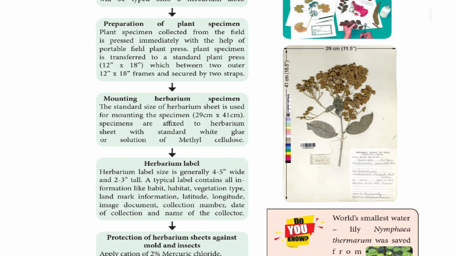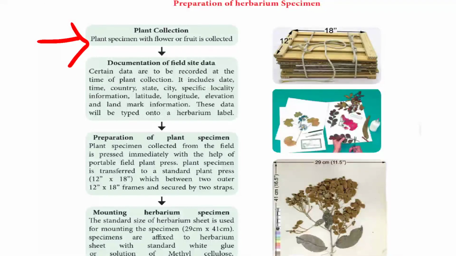The plant specimen is transferred into a standard plant press, that is 12-inch into 18-inch, between the two outer 12 into 18-inch frames and secured by two straps. Here they had given this, so like this you are using it, 12 into 18-inch. Inside it you are pressing that, and after that you are keeping the frame on it. So that only they had given here.